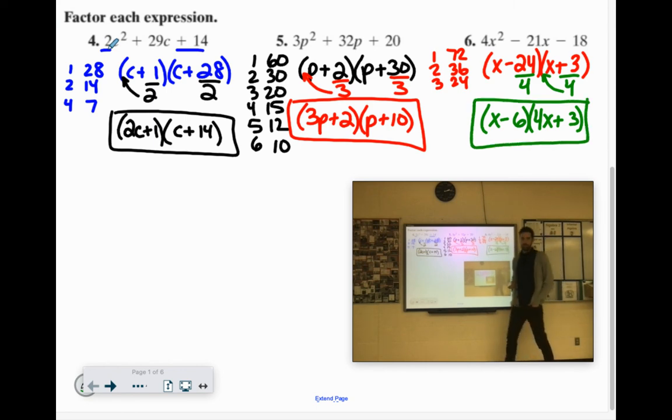Looks like I have some time, so I'll list the rest of those factors that I forgot. 4 and 18, 6 and 12, 8 and 9. So those are all the factors of 72.